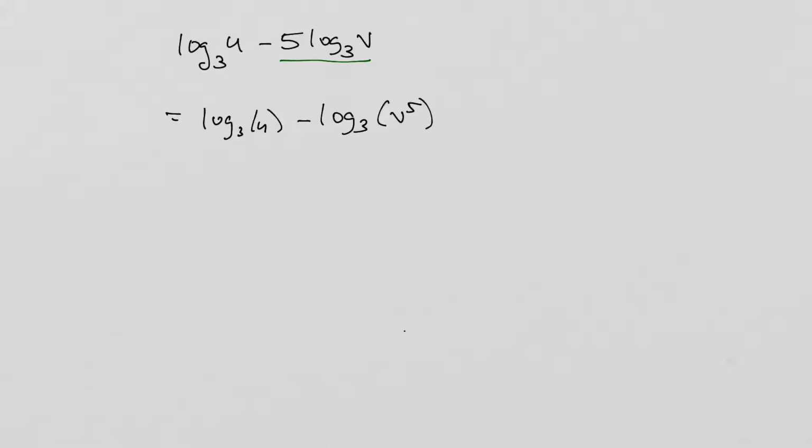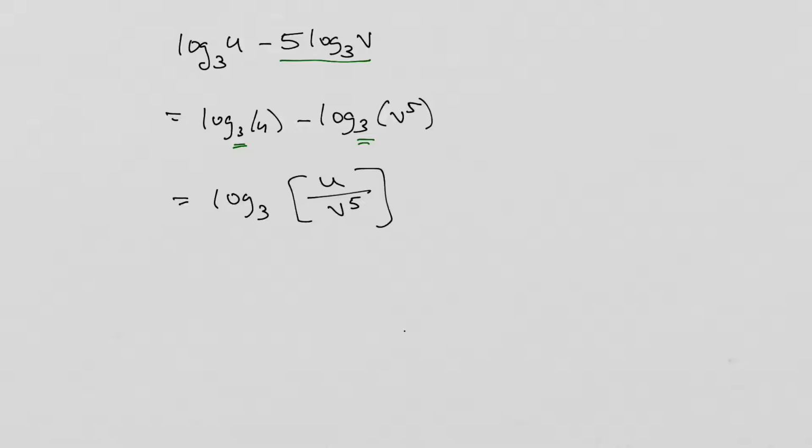We can, of course, also work backwards here. What if I gave you log base 3 of u minus 5 times log base 3 of v? Let's look at this part first. I could take that 5 and move it back inside my logarithm and make that a v to the 5th. And now, since both of these have the same base, I can combine them together. Remember, if I have two things subtracted from one another, that turns into a division problem inside my log. So it'll be u over v to the 5th.